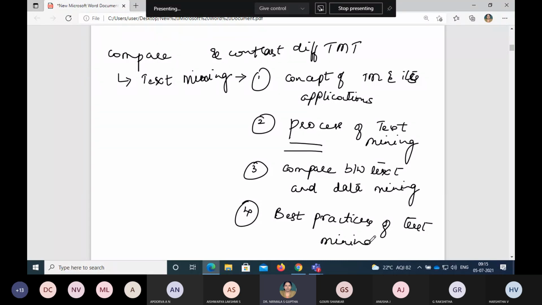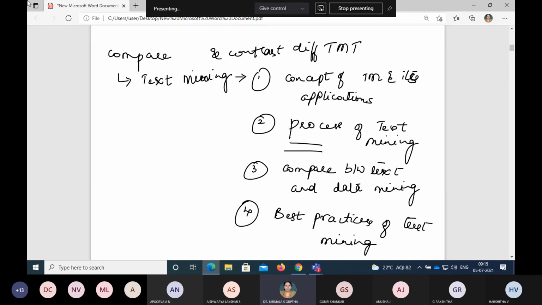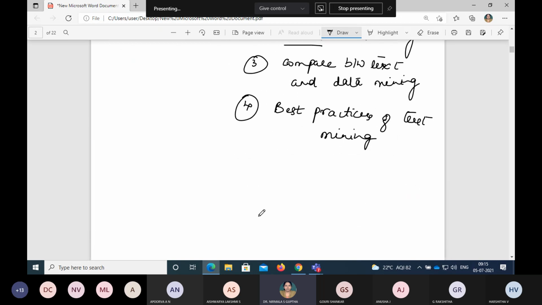Text mining. Okay, so these are the things we are going to discuss and learn about. Initially we will start. A few people were not there, to be frank, they joined late, but still no worries.